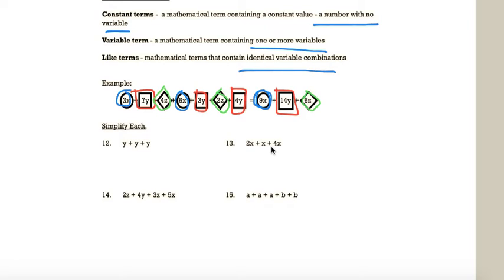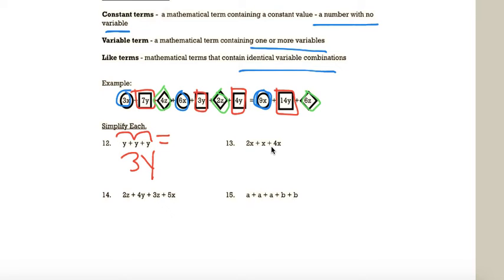Now we're going to simplify. We're going to combine the like terms. The like terms I see together in number 12 are y. There's only y. So I only need to combine the y plus the y plus the y. They're all the same. They're like terms. So when I put those together, I should get a total of 3y.